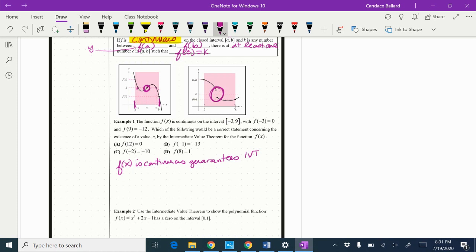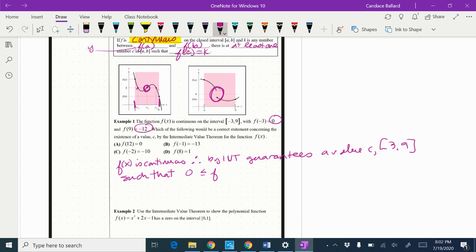Let me rewrite that a little bit there. So I would write, therefore, by the intermediate value theorem, it guarantees a value c on 3 to 9 such that it's between the two y values. Well, they gave us two y values, didn't they? Such that 0 is less than or equal to f of c is less than or equal to -12.